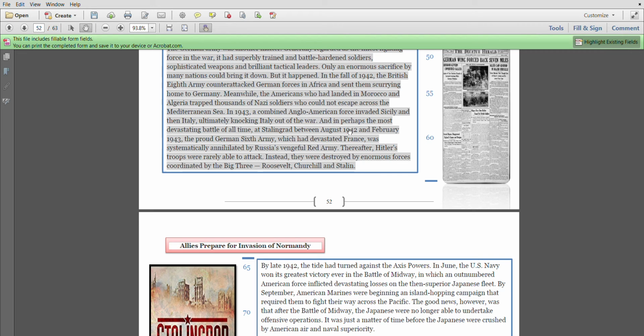And in perhaps the most devastating battle of all time at Stalingrad, between August 1942 and February 1943, the proud German Sixth Army, which had devastated France, was systematically annihilated by Russia's vengeful Red Army. Thereafter, Hitler's troops were rarely able to attack. Instead, they were destroyed by enormous forces coordinated by the Big Three: Roosevelt, Churchill, and Stalin.